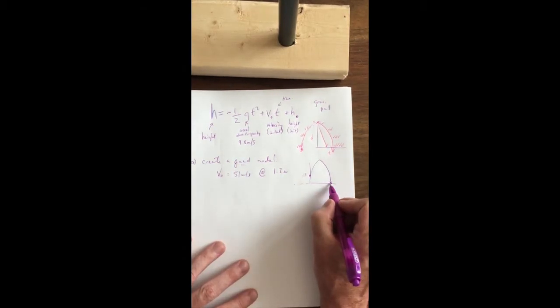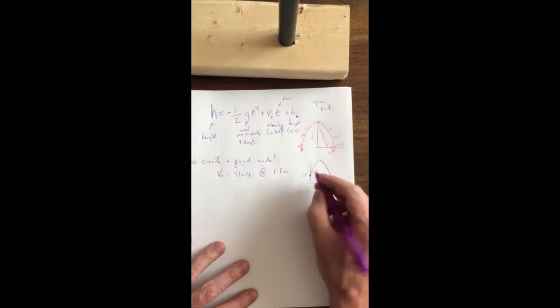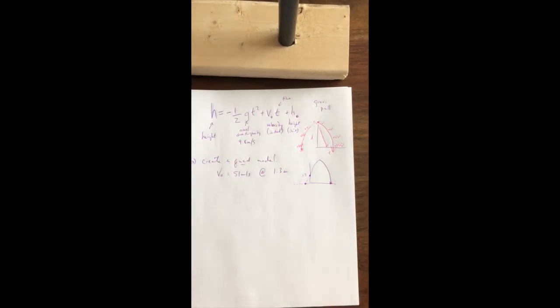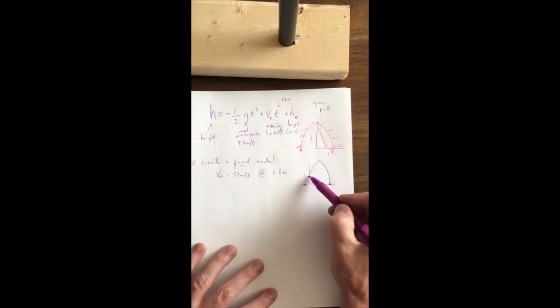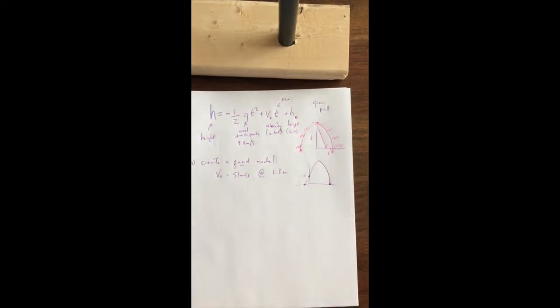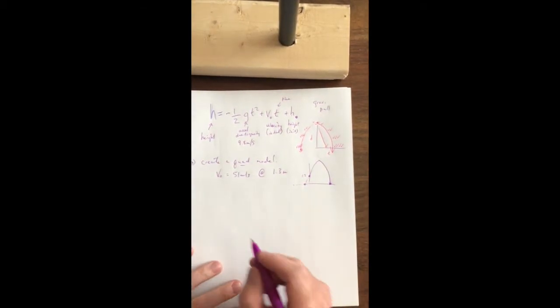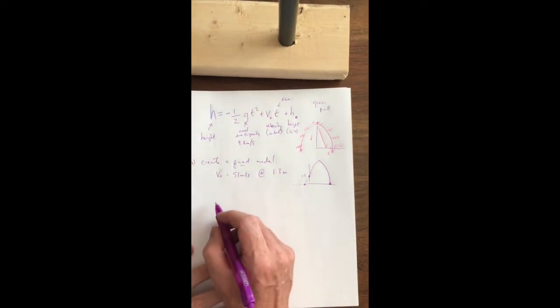This 0 will become of interest to us because that's where it lands, and of course we would have another 0 here in negative territory. That's part of the parabola, but we only deal with the solid line part in the positive territories. So let's come up with a quadratic model.